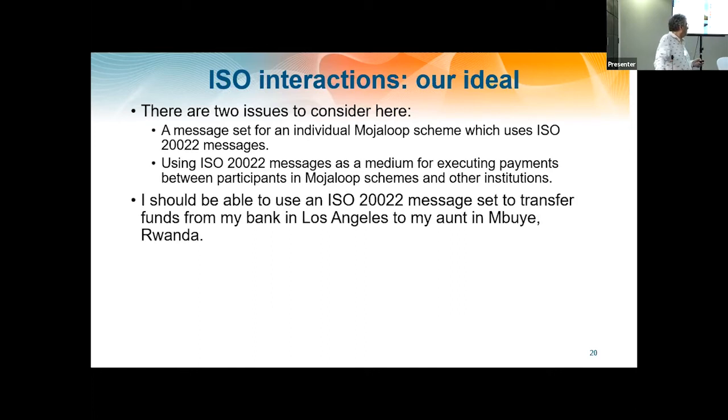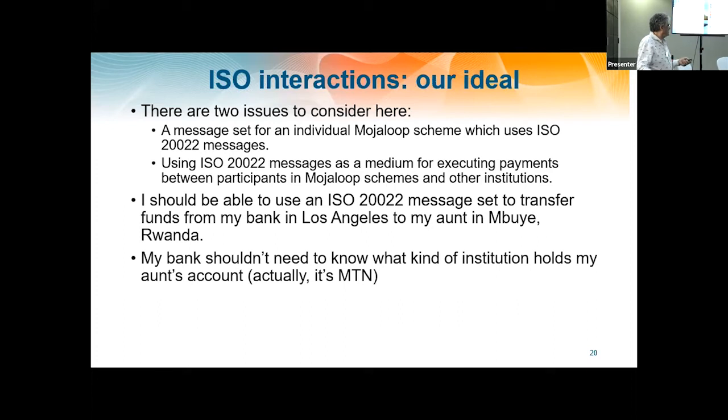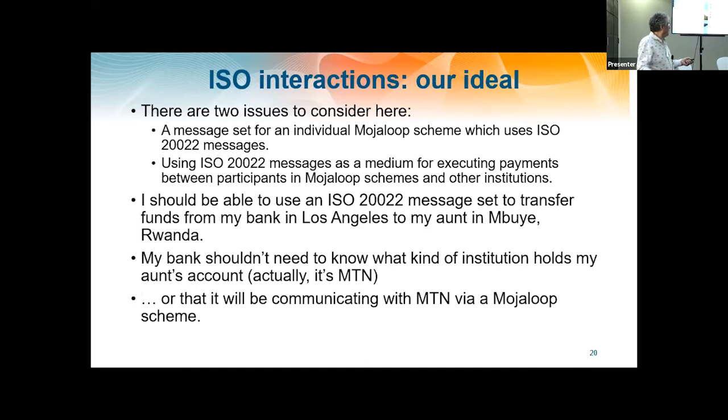So for example, I should be able to use an ISO 20022 message to transfer funds from my bank in Los Angeles to my aunt who lives in Mbuye, Rwanda. And my bank shouldn't need to know what kind of institution holds my aunt's account, or that it will be communicating with MTN via a Mojaloop space. Now, that's an ideal, obviously, but it's something that would stop us moving gratuitously, should we say, away from the existing Mojaloop standard. This is an important consideration.